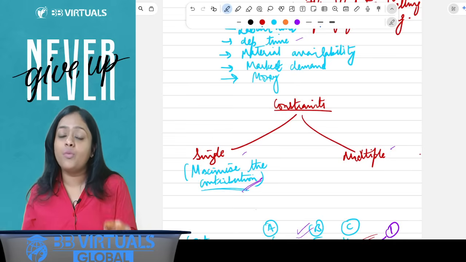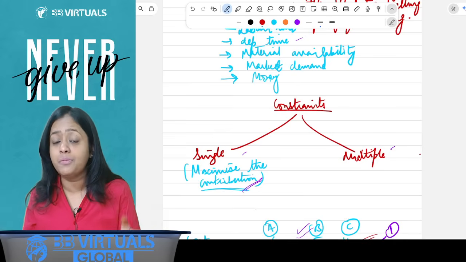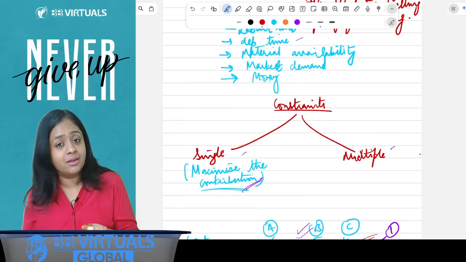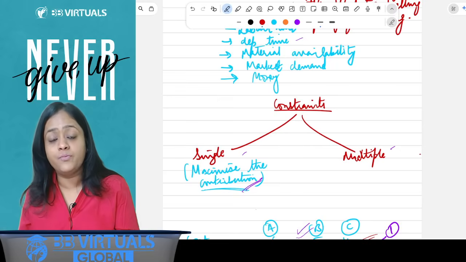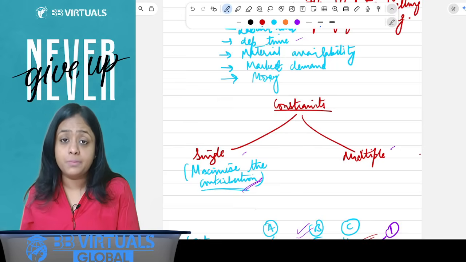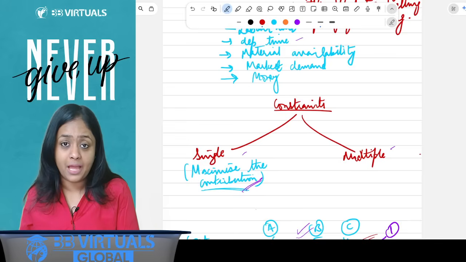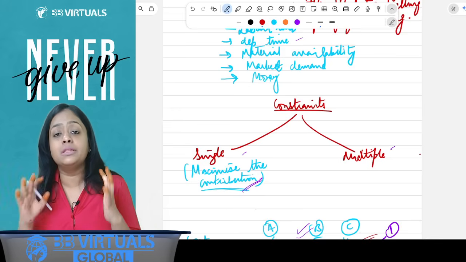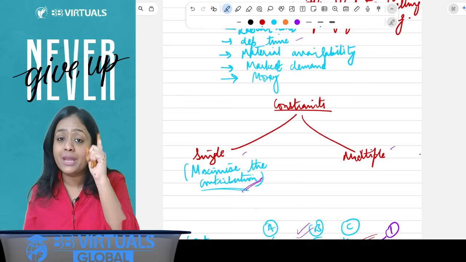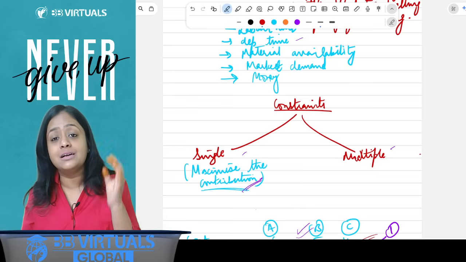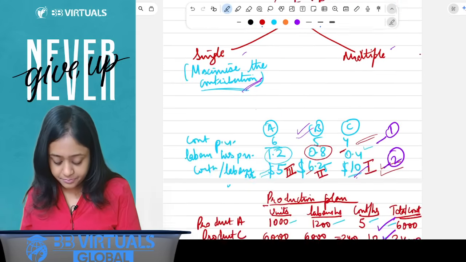Okay, so now when you do it, you will do the ranking. Rank 1 will be the product that will give maximum contribution, then rank 2 and then rank 3. Exactly in this same way, we will do the optimum production plan so that the contribution is maximized. Always remember, in these constraint questions, we just have one agenda: to maximize the contribution.